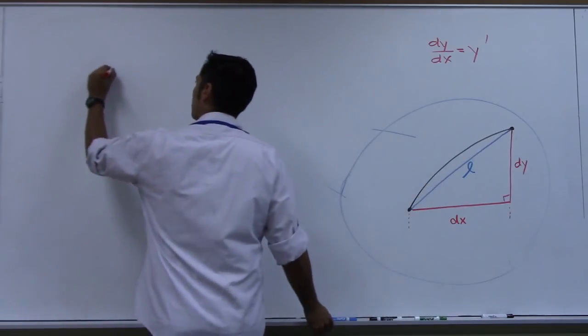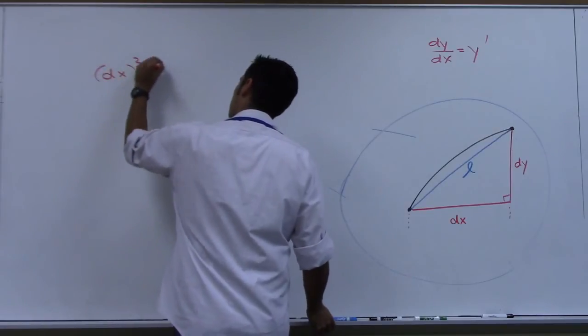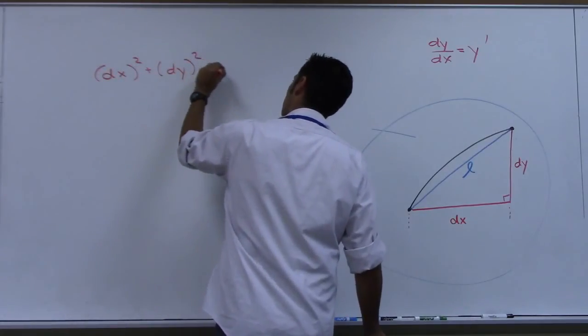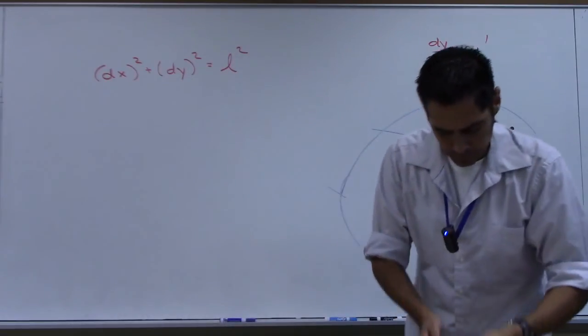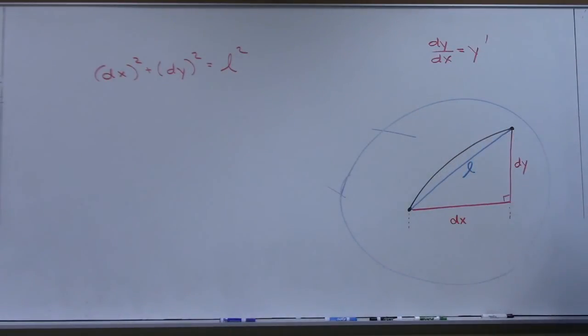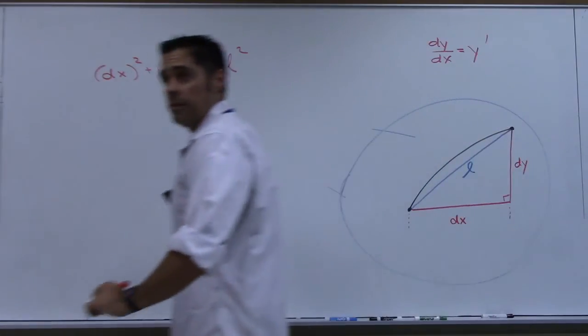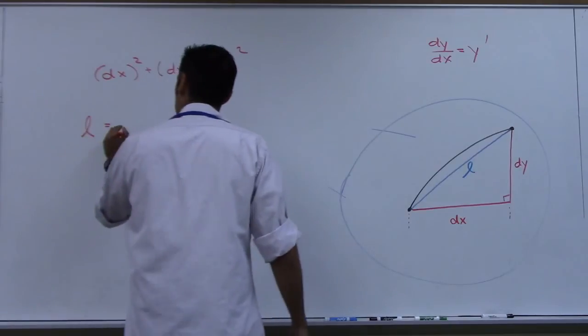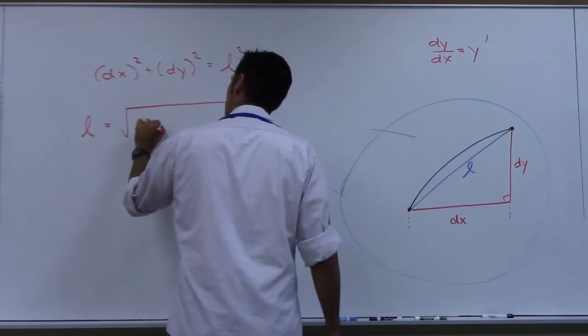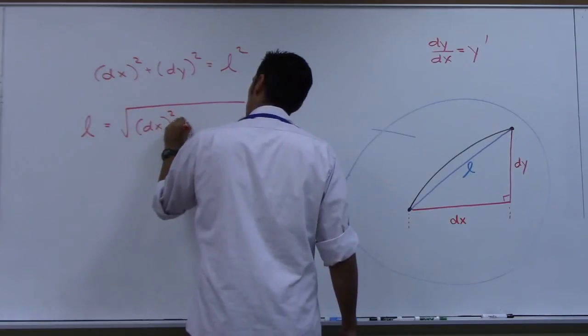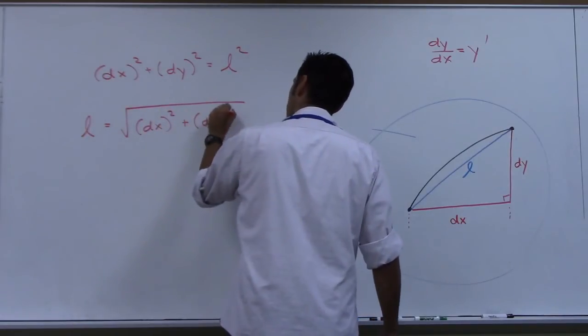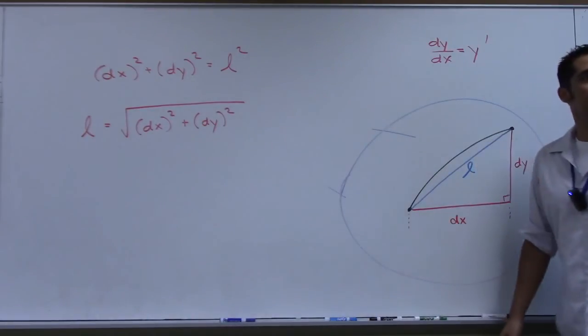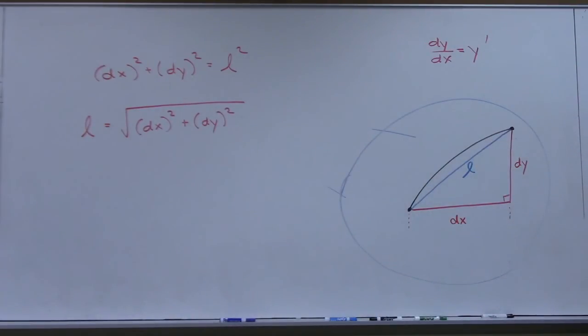It would read as follows. dx squared plus dy squared equals l squared. Yeah, that's a relationship. And I could solve for l by taking the square root of both sides. So little l would be equal to the square root of dx squared plus dy squared. Yeah? I'm only going to take the positive because l is a length, right? So I don't take the negative root.